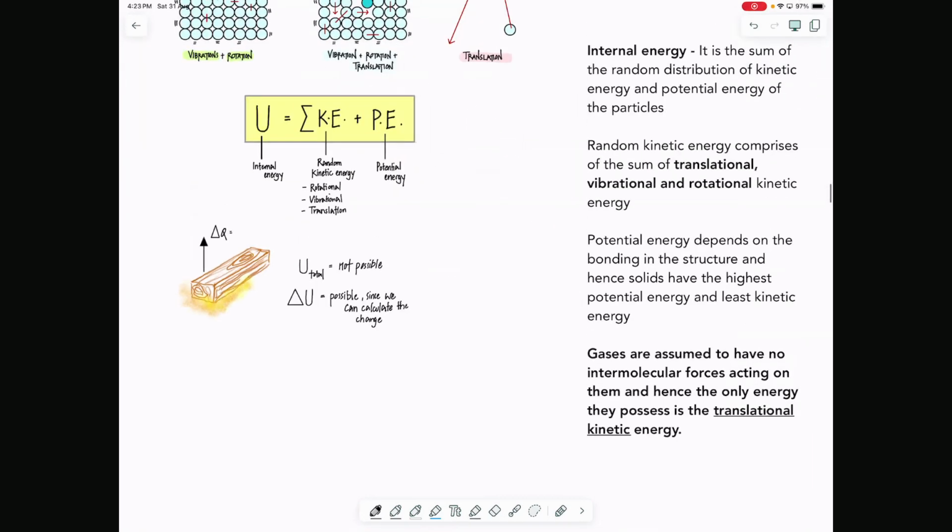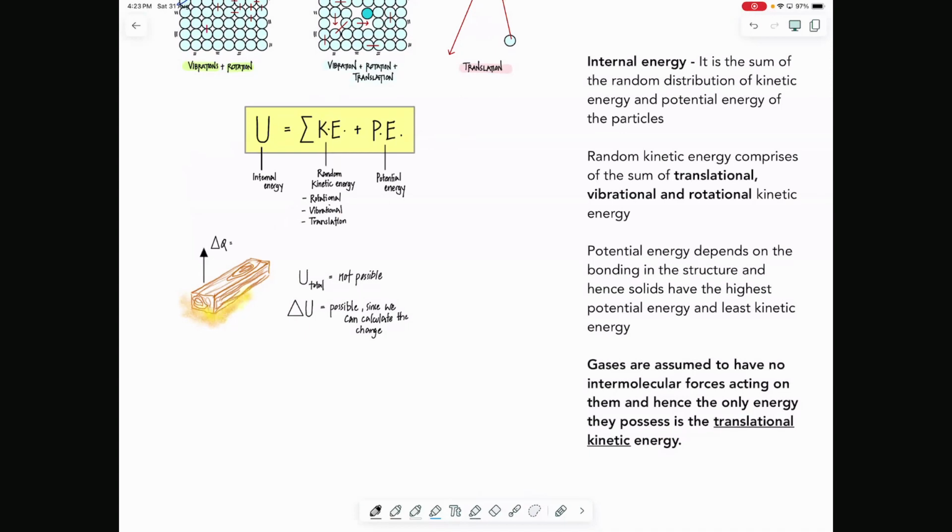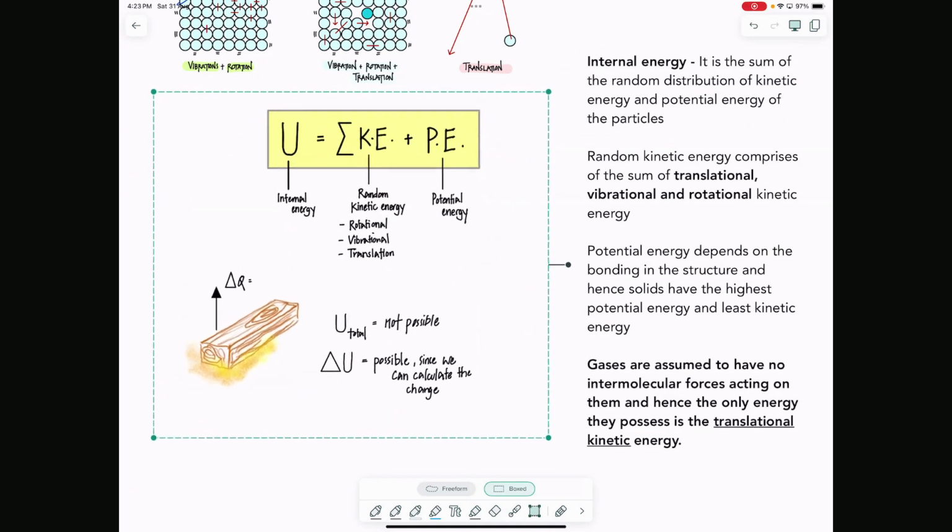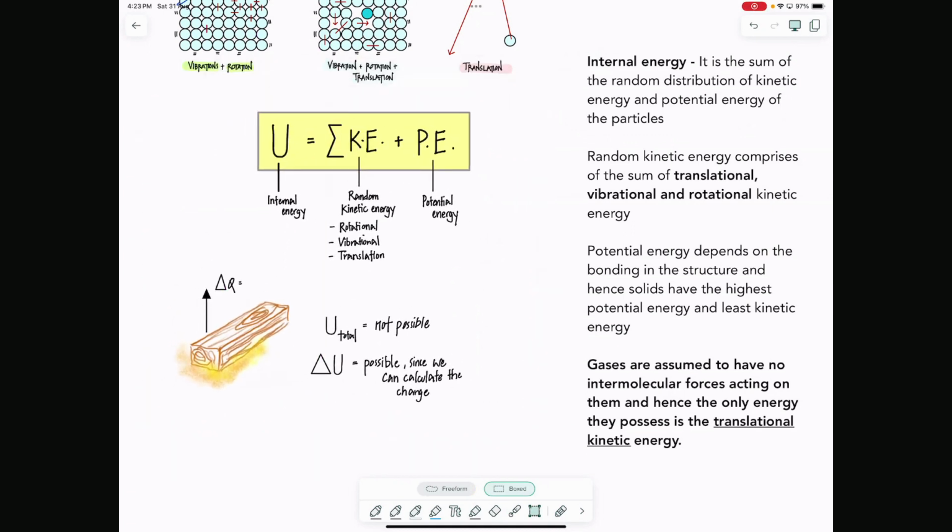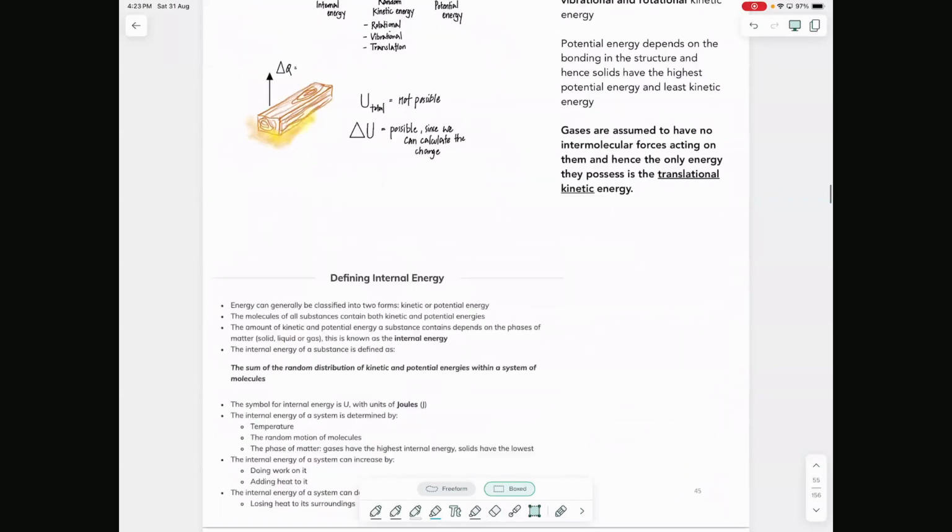Right, so this is the internal energy introduction. The definition that you have is here. I said to copy it right now. So that's the definition of internal energy. It's a very common question in the chapter. Most of the questions start with that. Page 45.